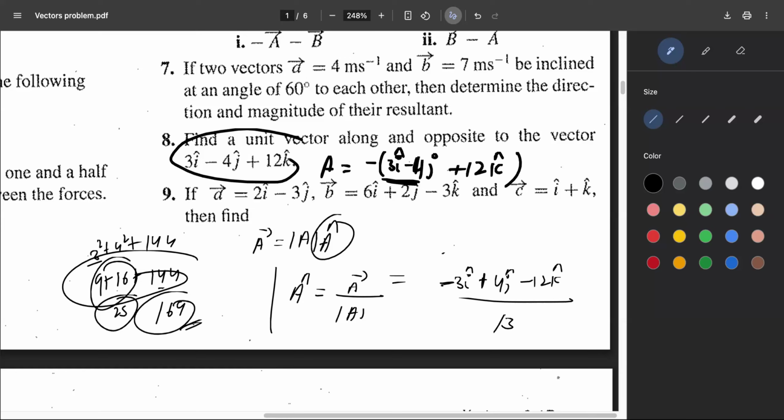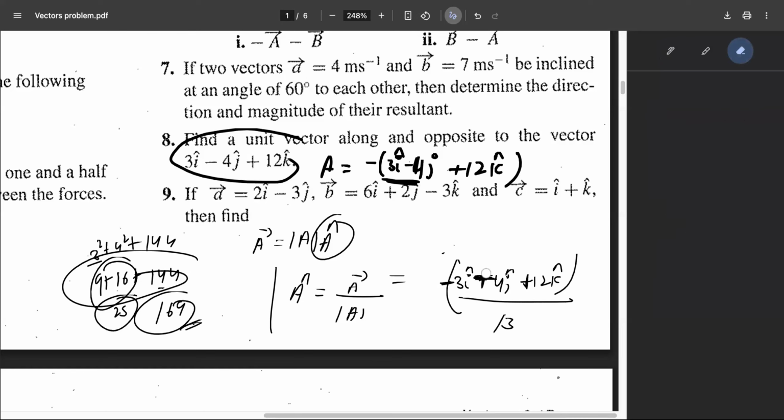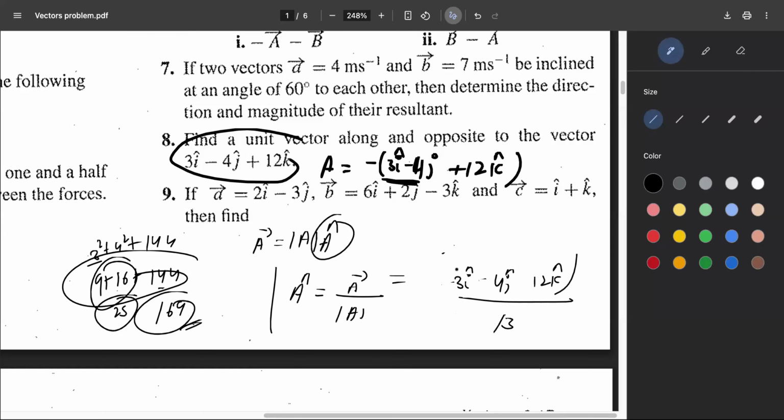Okay, it's better if you just keep this negative outside. Keep the whole negative outside. It looks clean actually. Initially it was negative. So this is the vector. The eighth one is clean. Clear, yeah, 169. That's correct actually.